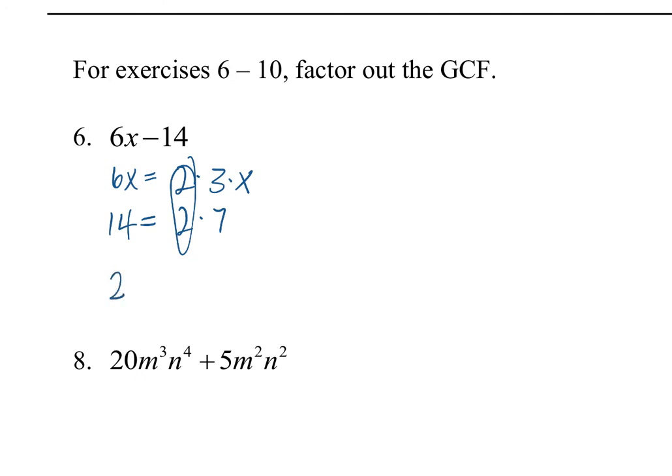So with the GCF being 2, I'm going to put it in front of some parentheses, and I'm going to divide both 6x and negative 14 by 2. So 6 divided by 2, and look, if you have to do this in the calculator, by all means. But we get 3, okay? And there was no variable in that GCF. It was just a 2. So when I say 6x divided by 2, the x stays with the 3. Okay, so now 14 divided by 2 is 7. And we're done with that.